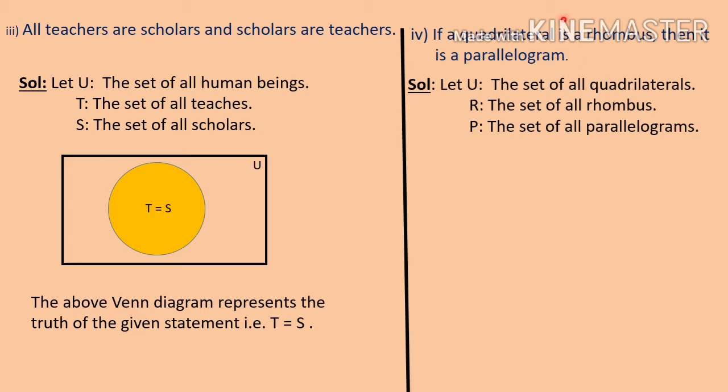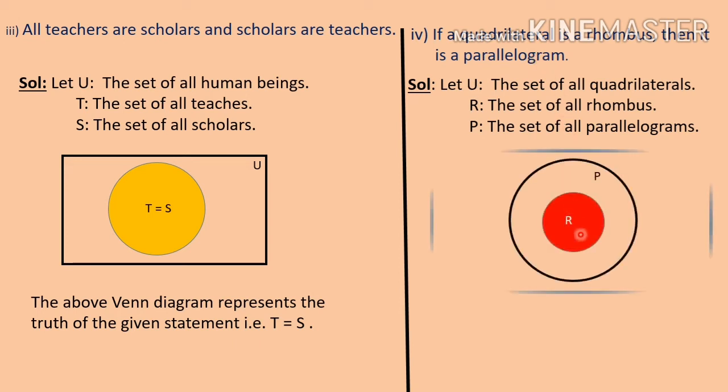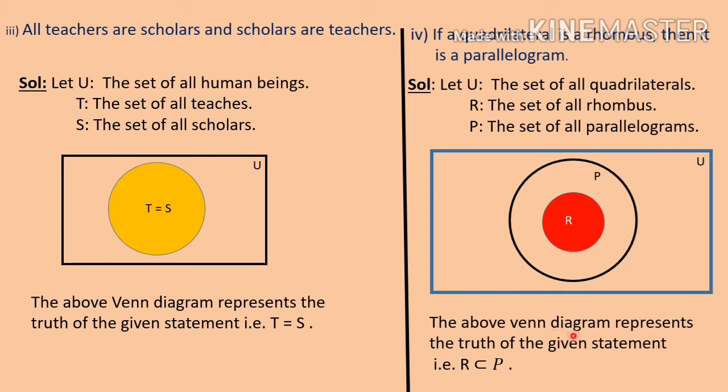Fine. Now over here what they have said is, if a quadrilateral is a rhombus, then it is a parallelogram. That means all rhombuses are parallelograms. So we will have the set of rhombuses as a subset of the set of parallelograms. Correct? So the set of rhombuses comes in the interior of the set of parallelograms. So we will write: the above Venn diagram represents the truth of the given statement, that is R is a subset of P. Fine.